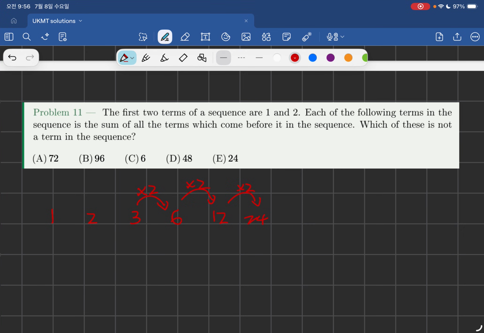Now, the same for the next one. We have times 2 and then times 2. So we have E, we have D, we have C, we have B. So A is the correct answer.